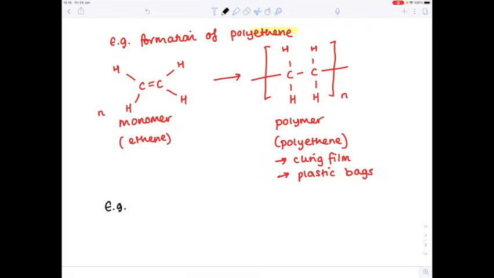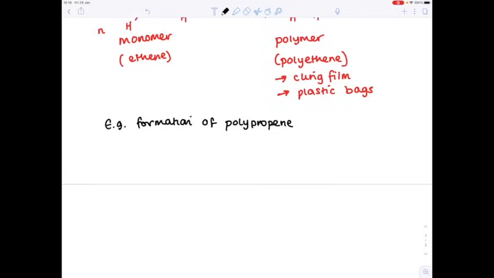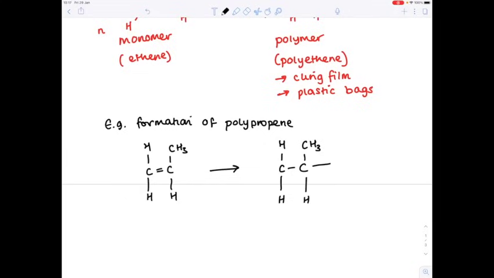Let's take a second example now. So what about the formation of polypropene? Remember that propene consists of 3 carbon atoms, and I'm going to draw it like this and I'll show you why shortly. Let's draw that arrow, then we're going to break the double bond and add all the other atoms back in place. Elongate those bonds and then draw square brackets.